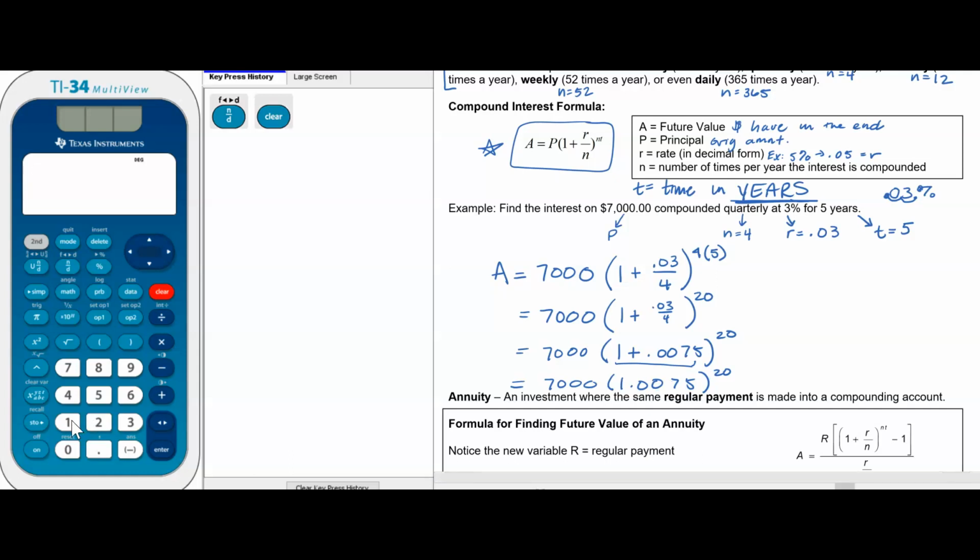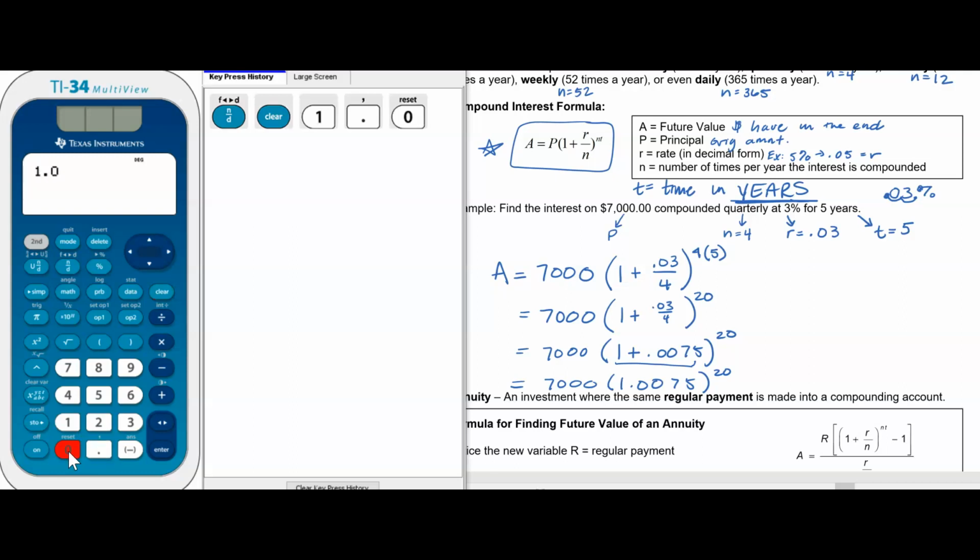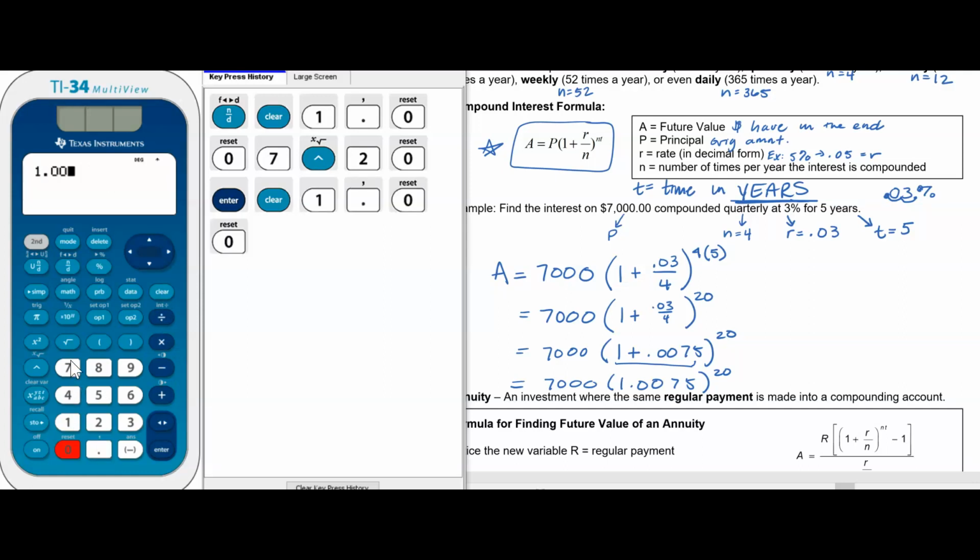Let me show you how you do that on the calculator. 1.0075, and you're going to use the exponent key, which is on the left here. It looks like a little arrow, and then to the 20th power. Enter. Okay, so we've got that result there. Oh, you know what? I got the wrong answer because I forgot the 5. Let me do that one more time. 1.0075 to the 20th power.